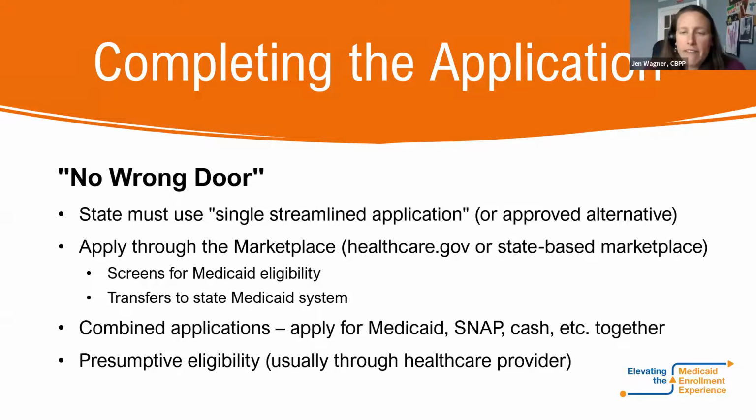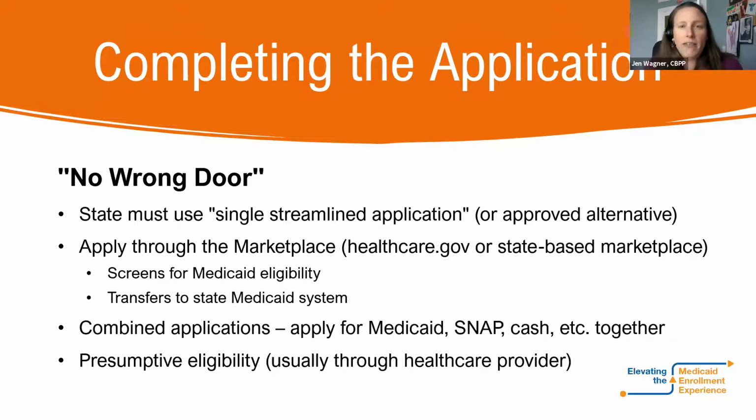Finally, another application avenue is presumptive eligibility. And this is usually done through a healthcare provider, although especially during COVID, a lot of states have expanded the number of presumptive eligibility entities that can be used. And this is kind of a provisional Medicaid eligibility, where you're enrolled by that provider, and then you have to submit a full application to the state agency later on. So these are all different avenues to enroll in Medicaid.